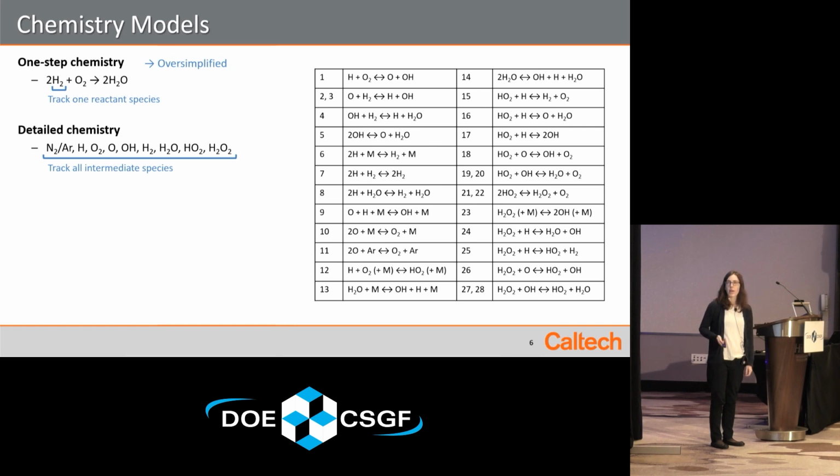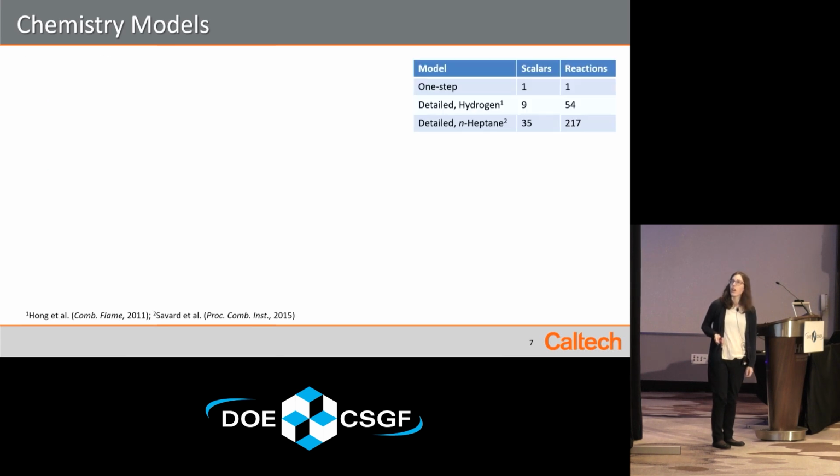And so as you might imagine, this drives up the computational cost significantly, which is not good if you want to simulate, for example, a large-scale engine and you want to actually have all the information. So another approach, this table is just summarizing the number of scalars and reactions that we need to keep track of depending on the chemistry model.